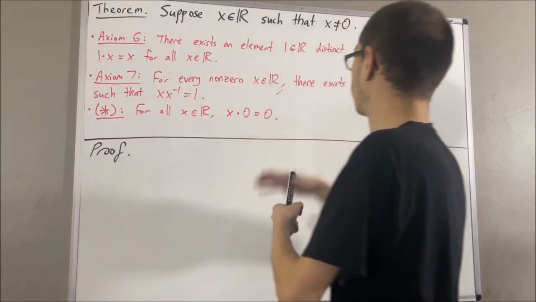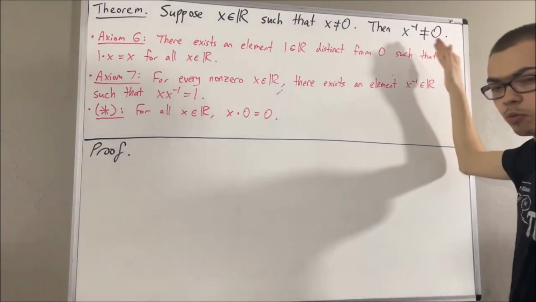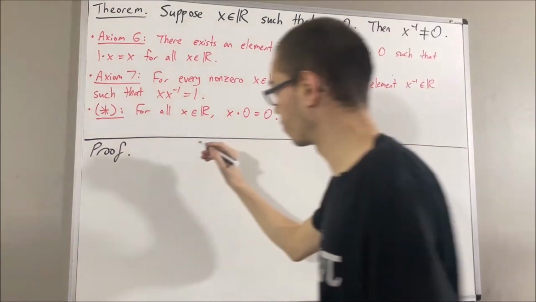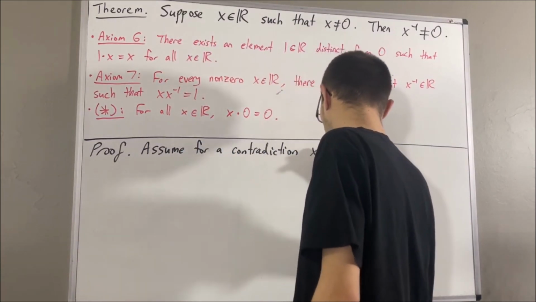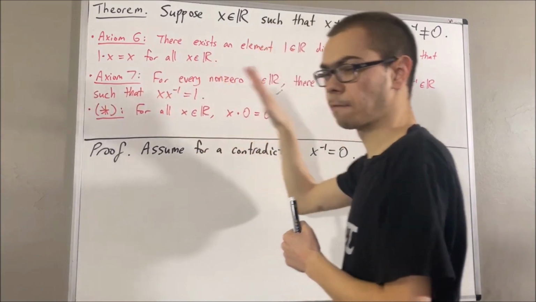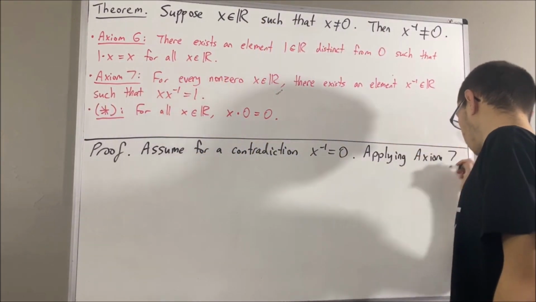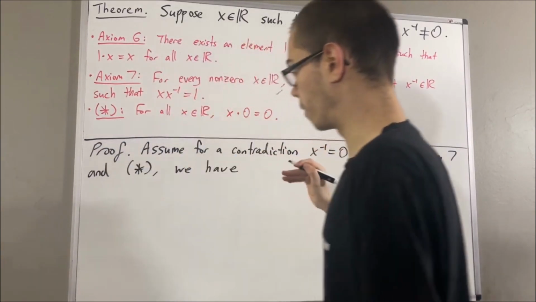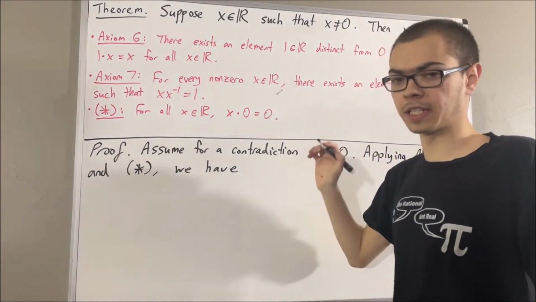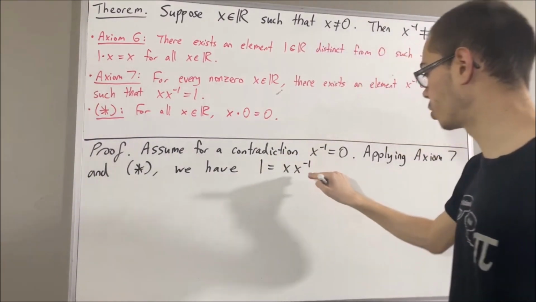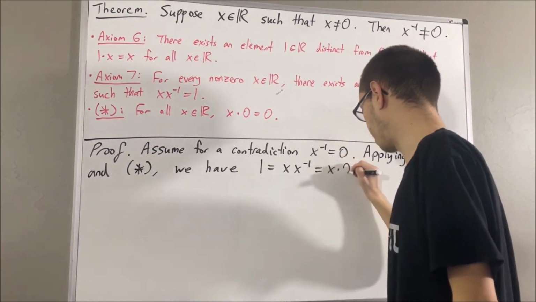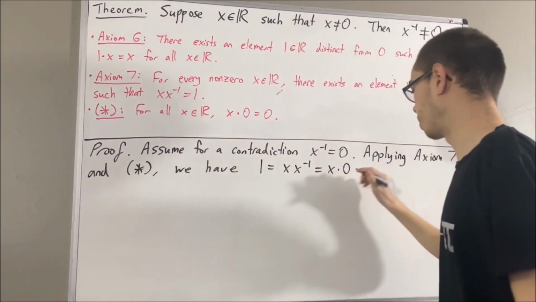We're trying to prove that the reciprocal of x is non-zero. And to prove that, well, assume for a contradiction, we instead have that the reciprocal of x is equal to 0. Then, applying axioms 7 and star, we observe the following. First of all, by axiom 7, we know that x times the reciprocal of x is equal to 1. But the reciprocal of x is equal to 0. So we have x times 0, but according to star, x times 0 is equal to 0.